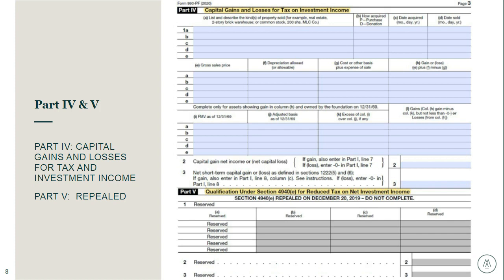Part 5 is no longer applicable. Section 4940E has been repealed, and starting with the tax years beginning December 20th, 2019, there's now just a flat tax rate of 1.39%.